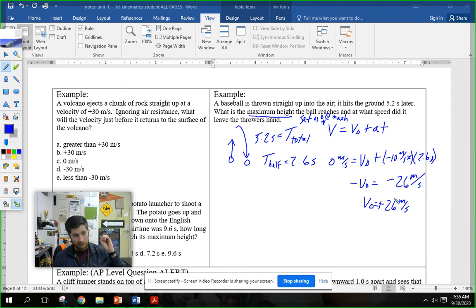Positive because how did I throw the ball? Up. I'm no baseball player, but I think that's how the sports ball works. Now, you could also find the max height, now that we found this initial velocity, by using our third equation, but they don't want us to do that, so we're not going to flex like that.